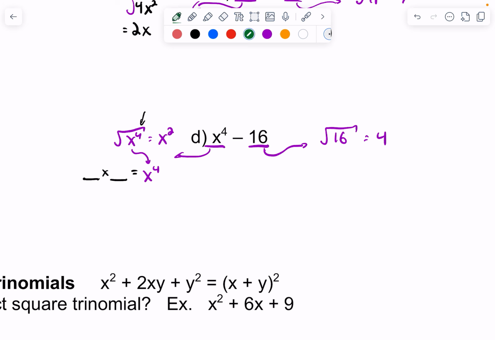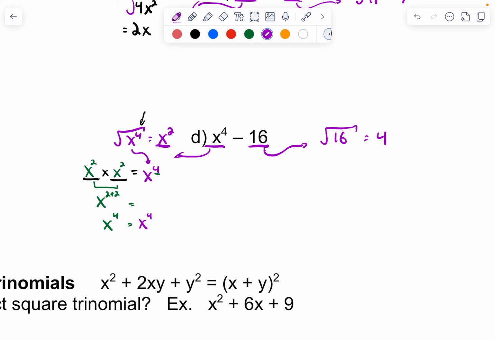Well, the only way to get x to the 4, if these are exactly the same, is if this was x to the 2 and x to the 2. Because when you multiply variables, remember, you add exponents. So x to the 2 plus 2 is 4, and therefore x to the 4 is x to the 4. So this indeed is a square root.